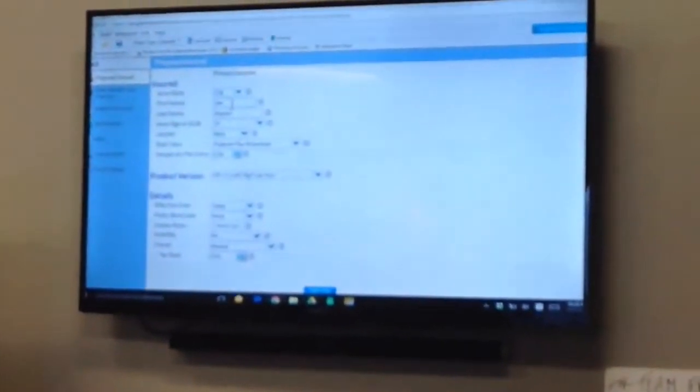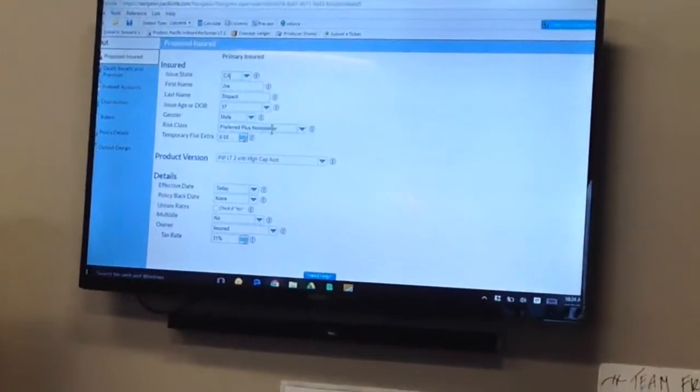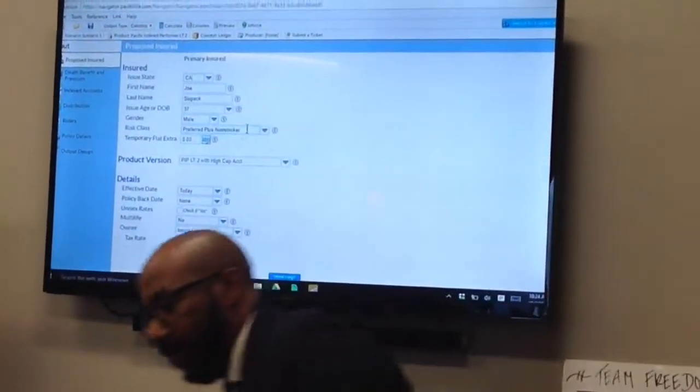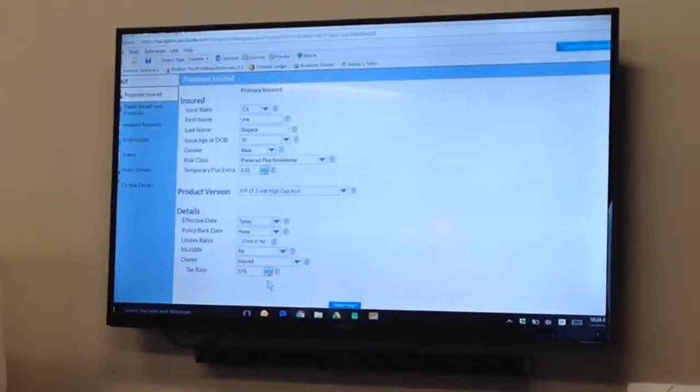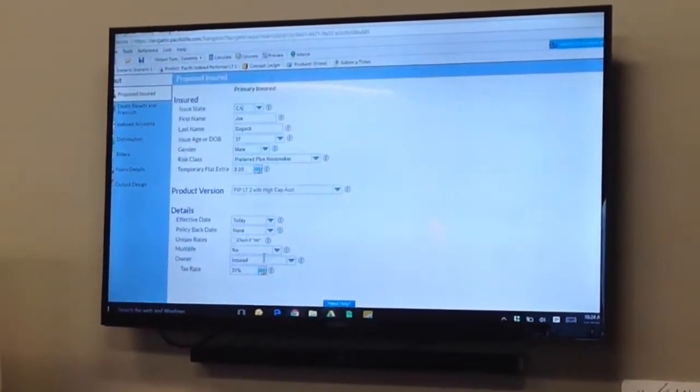We've got Joe Sixpack. He's 37. He's male. He's a preferred plus non-smoker. We're illustrating the PIP LT with high cap. And all this stuff here we're not touching. What are we doing to this stuff down here? Not touching.